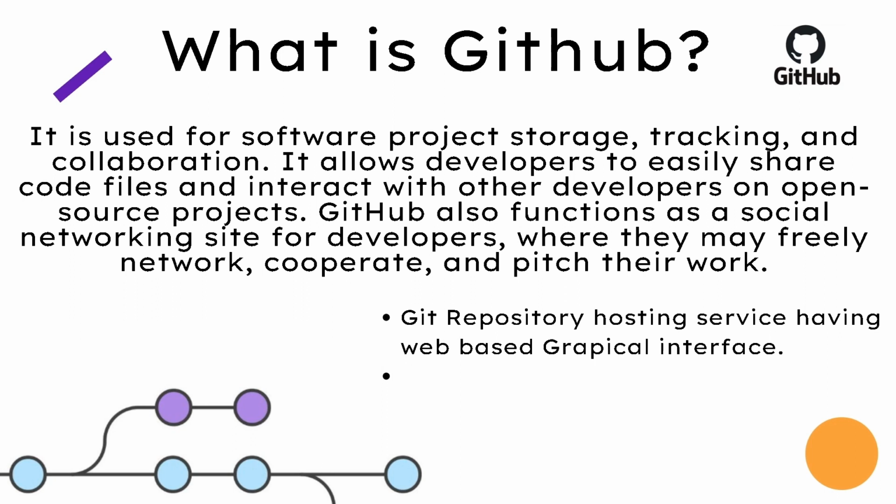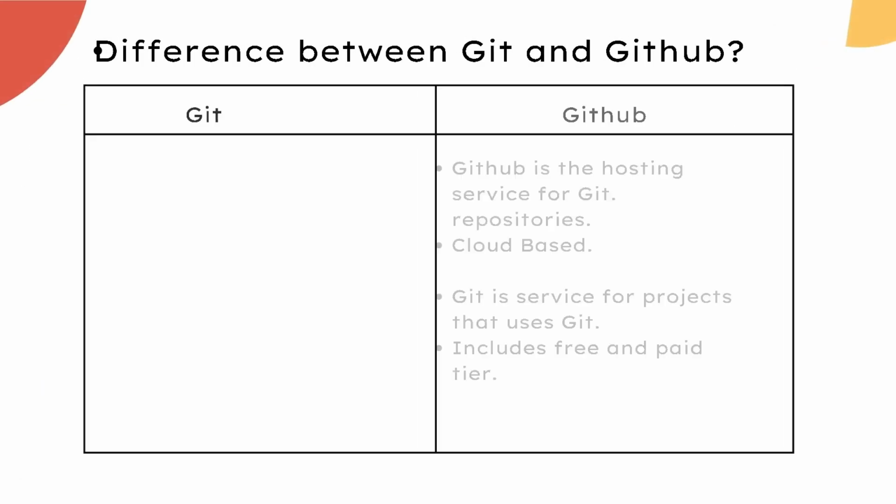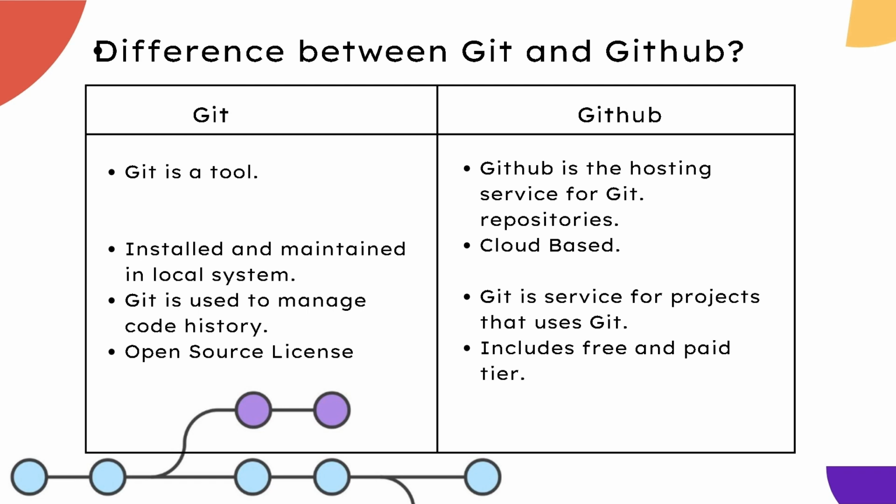Moving onwards, people are usually confused about the difference between Git and GitHub. Let me explain in brief. As you can see in this table, it is clearly written. Basically, Git is the tool and GitHub is the hosting service for Git repositories. Git is something which is in your local. Whatever commits and changes you make, Git shows you those changes in your local environment.